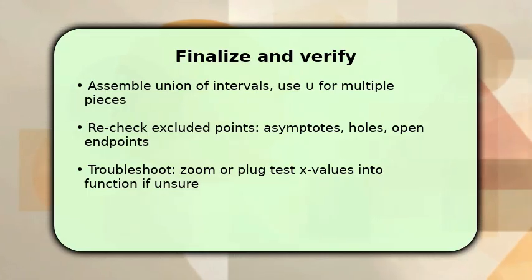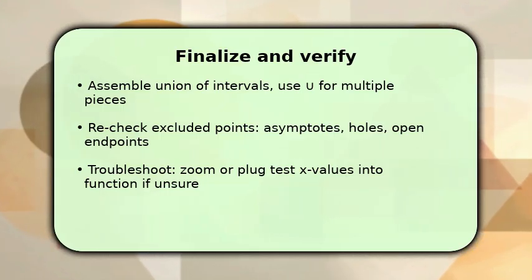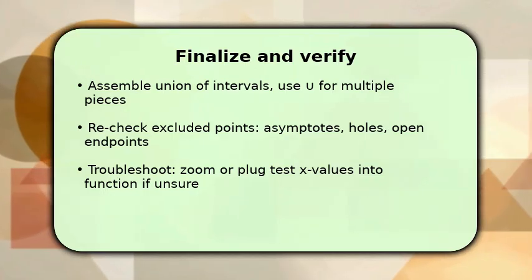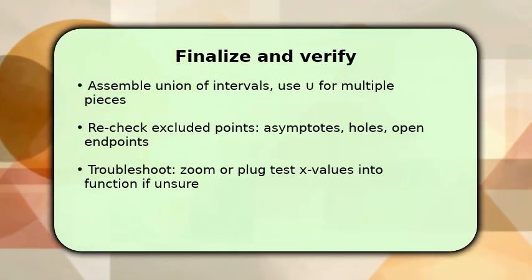Finish by assembling the interval union that represents the domain. Write single continuous stretches or use unions for separated pieces. Then verify excluded X values one more time. Vertical asymptotes and holes must be left out.